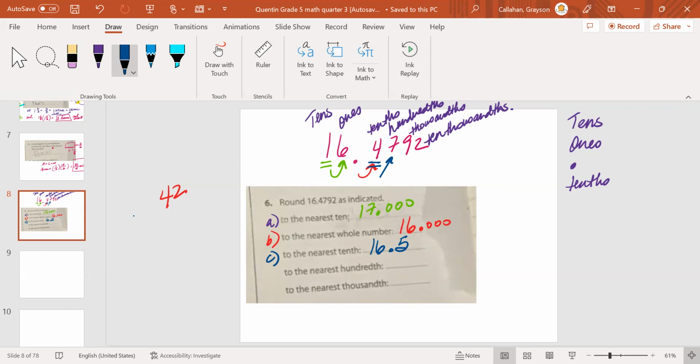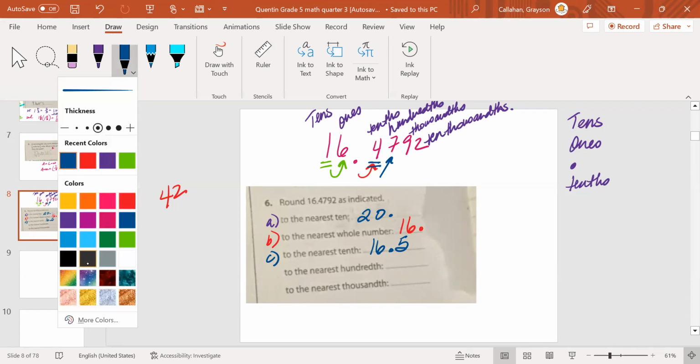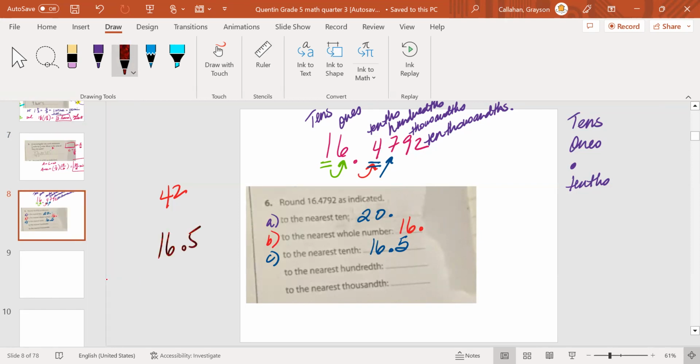I think I did this wrong. If I round to the nearest 10, should this be a 20? Yeah, you're right. I'm sorry. That was my fault. Yeah, I haven't been rounding in a while. All right, so the whole number is 16. Because if it's 16.5, that would be 17. Do you see that? If it's 16.4, it will be 16 because this is smaller than 5, right?